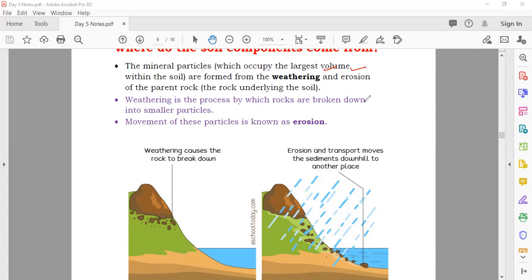No, sir. Okay. Once again, weathering causes the rocks to break down. Erosion and transport move the sediments downhill from one place to another. It's not only hills, even on a flat surface, with the water they move from one place to another. That is the main difference between weathering and erosion.